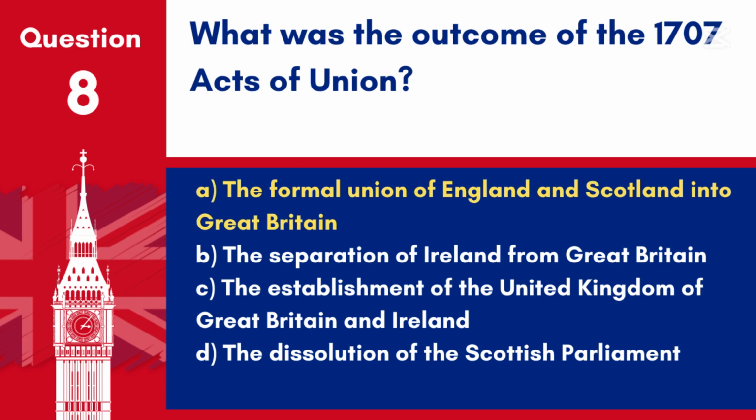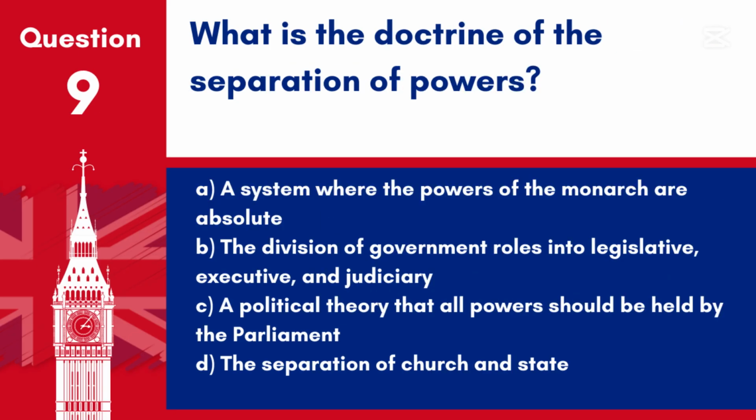Answer: A. The formal union of England and Scotland into Great Britain. The Acts of Union 1707 resulted in the merger of the English and Scottish parliaments, creating the Kingdom of Great Britain.